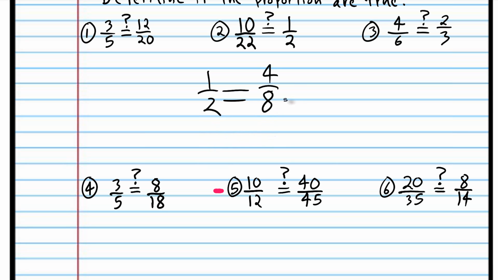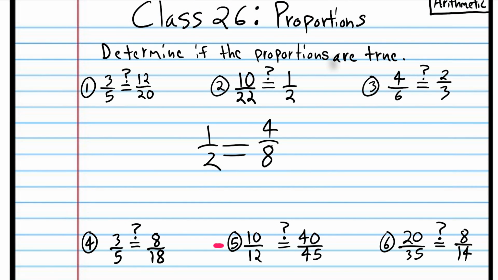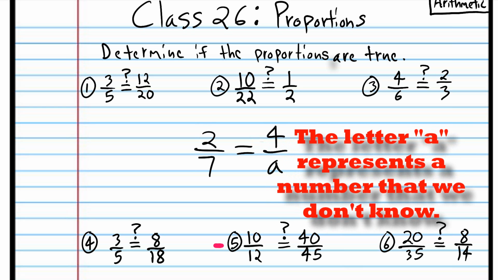Now, the big question is, why do we care about proportions? Well, the reason that we care about proportions is that they help us solve real-world problems. For example, if you're making biscuits, and the biscuits require 2 cups of butter for every 7 cups of flour, and you have 4 cups of butter, and you want to use all that butter up, how many cups of flour do you need to use all 4 cups of butter? That's a proportion problem.